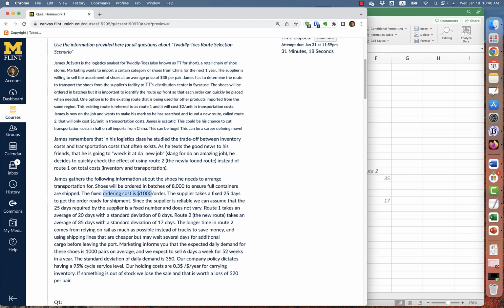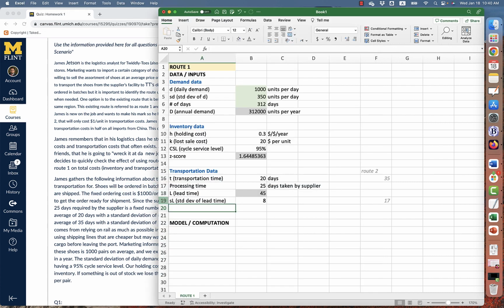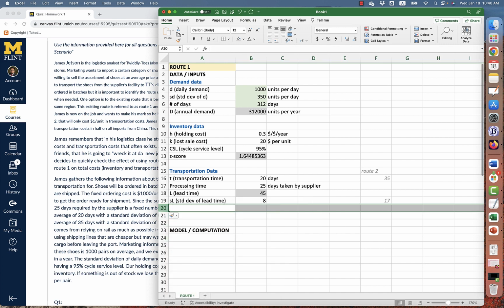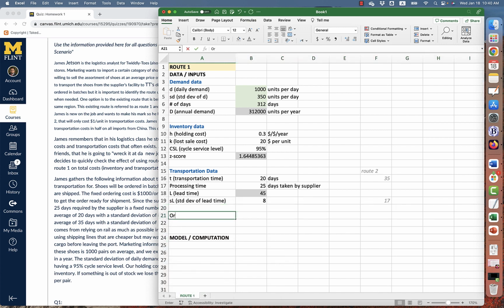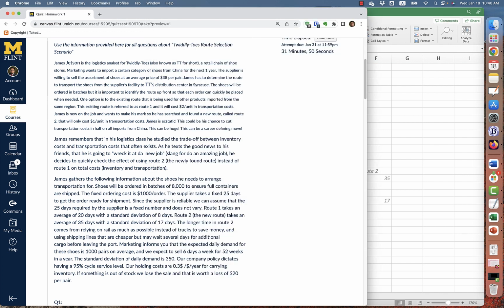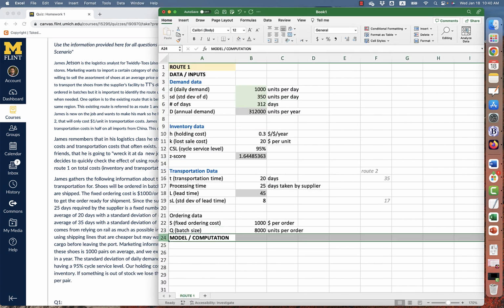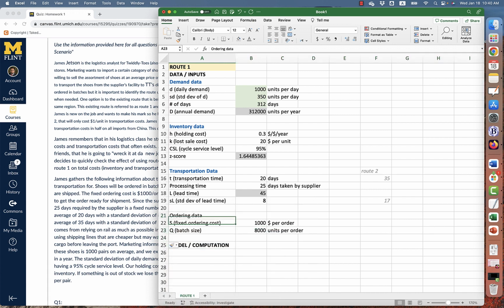Okay, and then we just have the ordering cost and batch size. Okay, so we have some ordering data. We have S, fixed ordering cost, $1,000 per order, and then we have Q, batch size, which is 8,000 units per order. Okay, and why do we have a fixed batch size? Because that's how many pairs of shoes fit into a container for shipping. Okay, and we want to ship full containers.